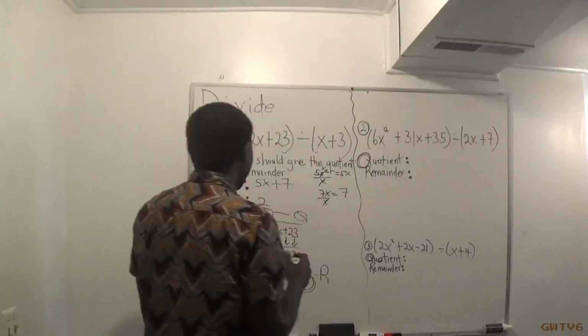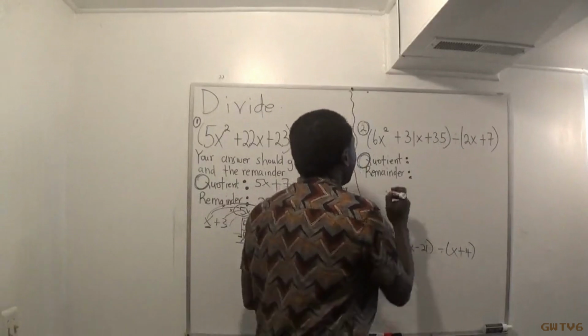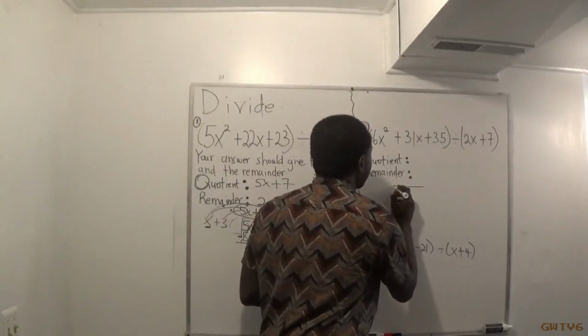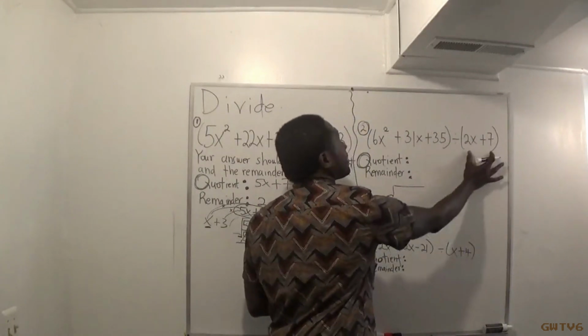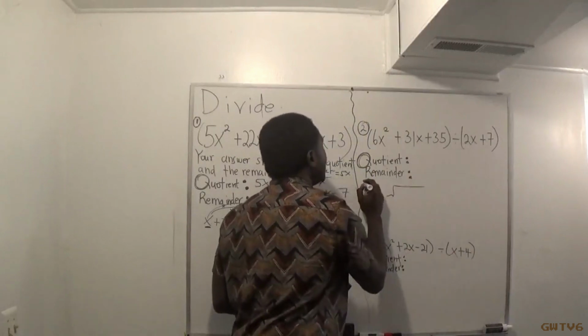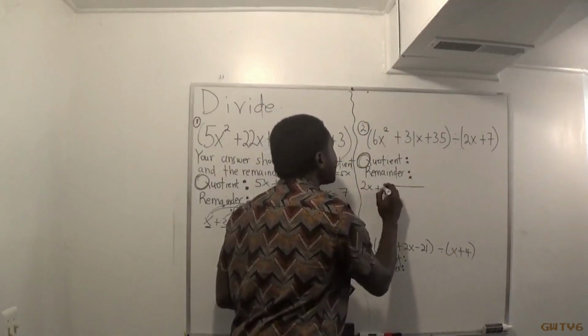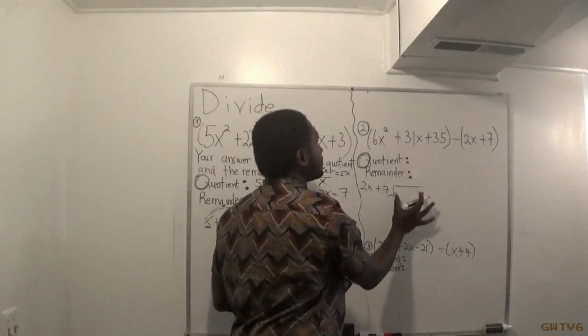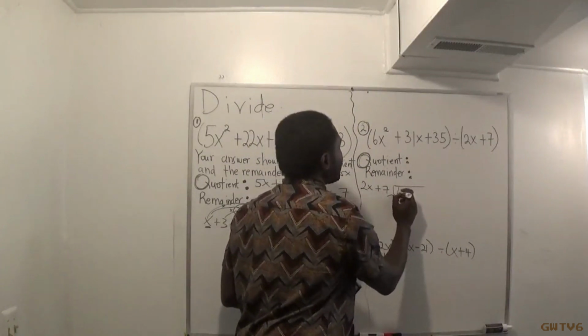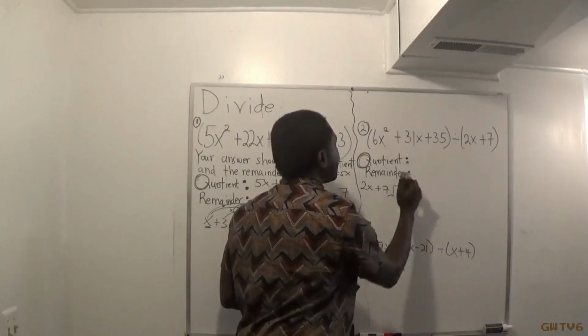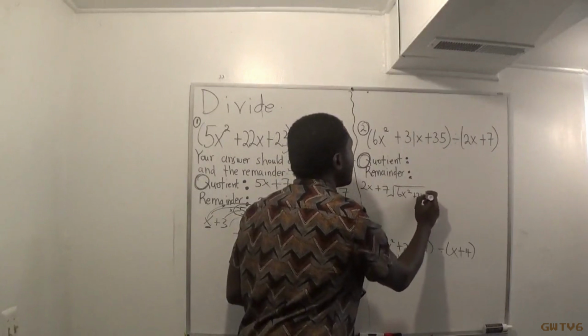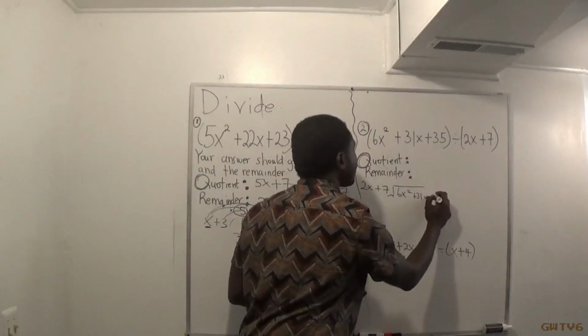So now I'm just going to go ahead and use the long division. Always the second one right here comes out. So I have my 2x plus 7. The first one always goes inside. So I have my 6x squared plus 31x and then plus 35.